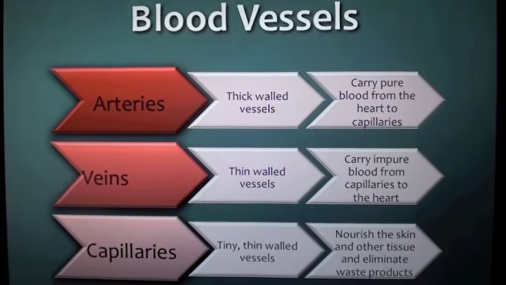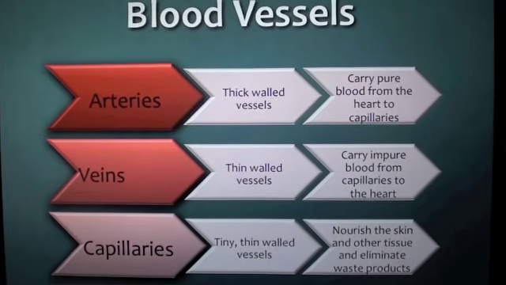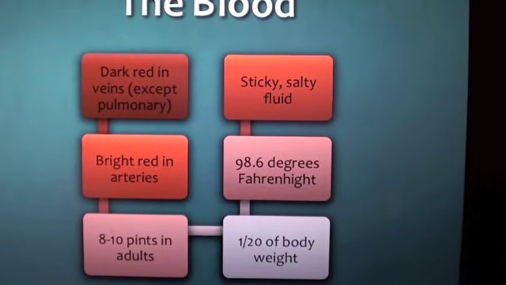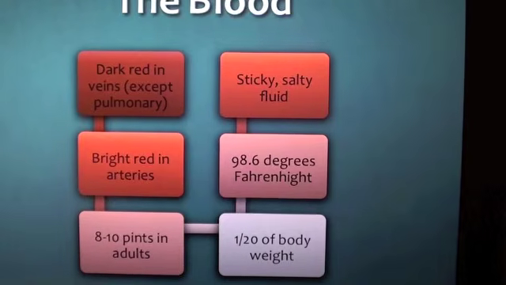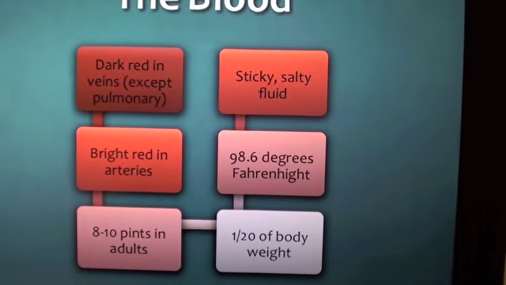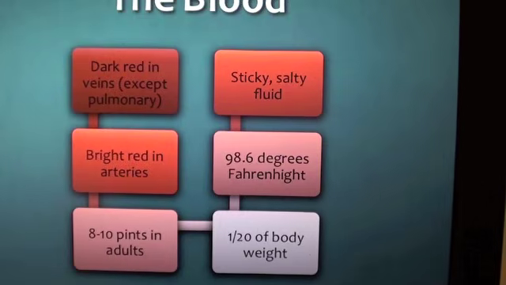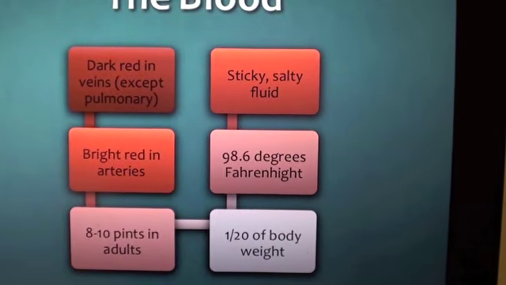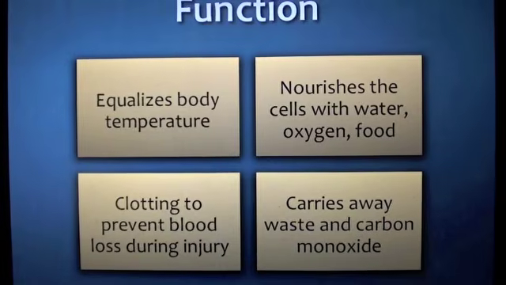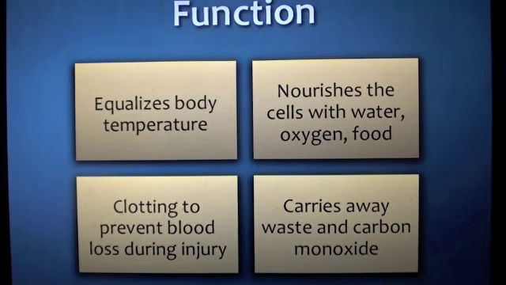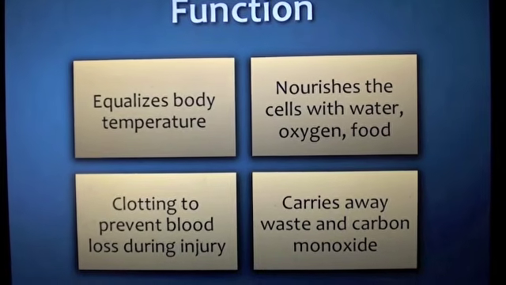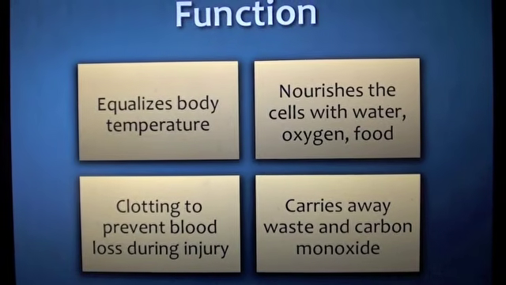Capillaries, tiny thin-walled vessels, nourish the skin and other tissue and eliminate waste products. Blood is dark red in veins except pulmonary, bright red in arteries, 8 to 10 pints in adults. Sticky, salty fluid, 98.6 degrees Fahrenheit, 1/20th of body weight. Function. Equalizes body temperature, nourishes the cells with water, oxygen, food. Clotting is a function to prevent blood loss during injury, carries away waste and carbon dioxide.